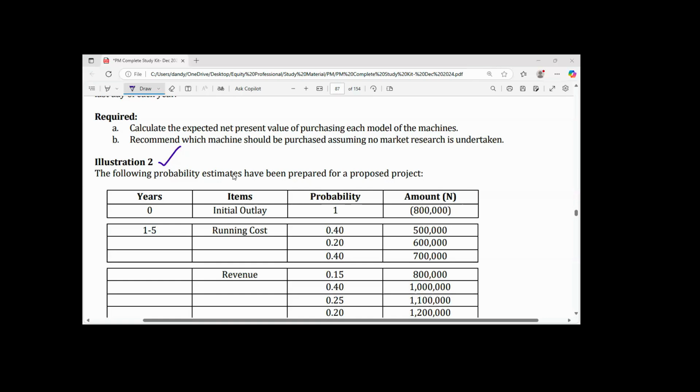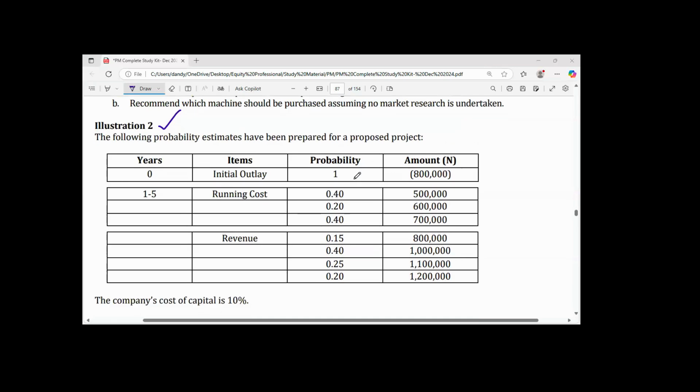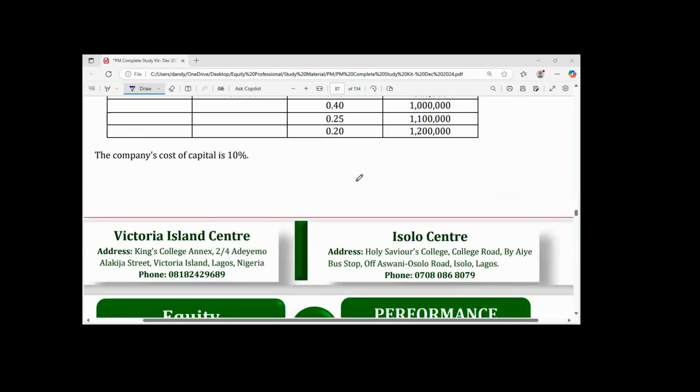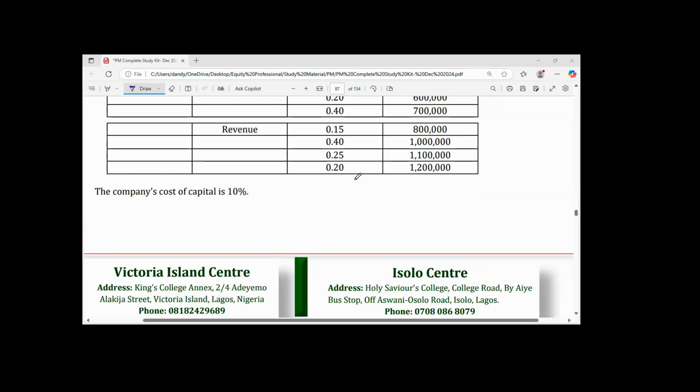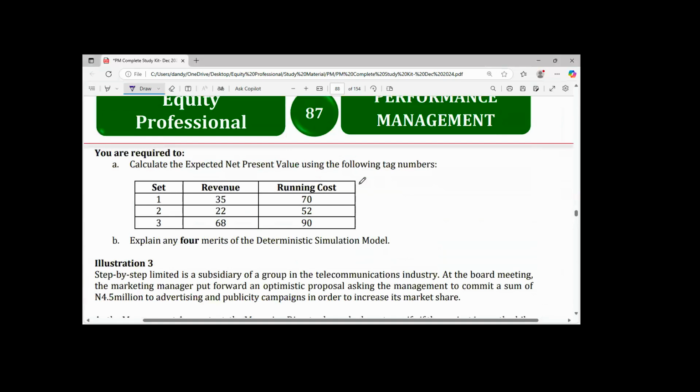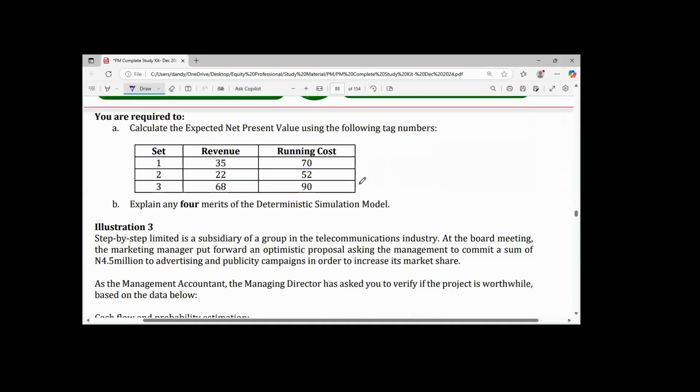Illustration number 2. The following probability estimates have been prepared for a proposed project. All figures are assumed to be correct. The company's cost of capital is 10%. You are required to: A. Calculate the expected net present value using the following tag numbers. Again, the figures in the table are assumed to be correct. B. Explain any four merits of the deterministic simulation model. Okay, thank you very much.